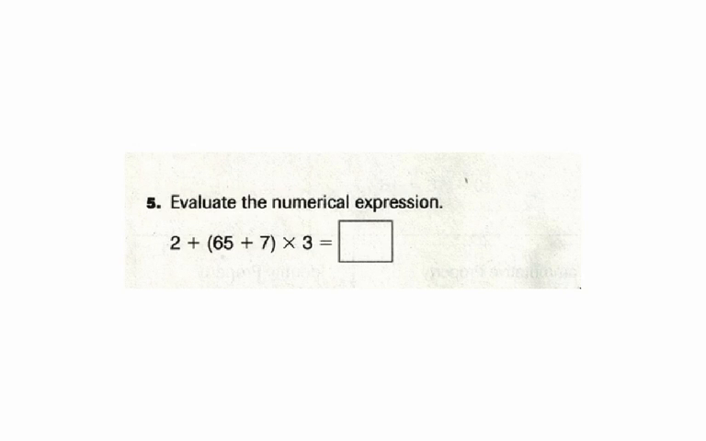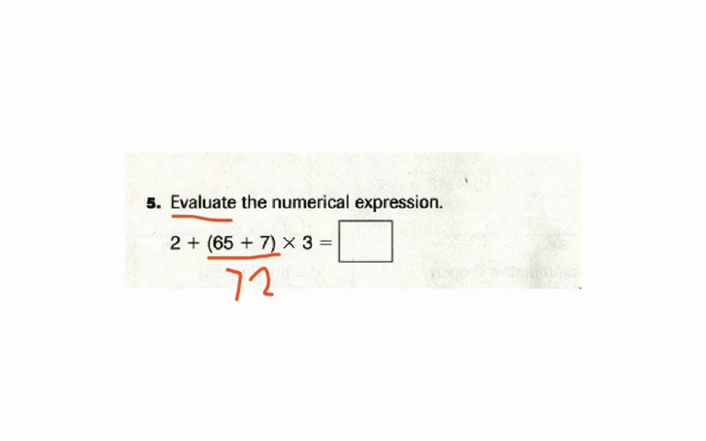Go ahead and try to solve problem 5 on your own, and then pause the video, and then we'll listen to the explanation. So in this problem, the key term here is evaluate. Evaluate means to solve. So again, I'm thinking about order of operations. First, I look for my parentheses. I do that. 65 plus 7 is 72.